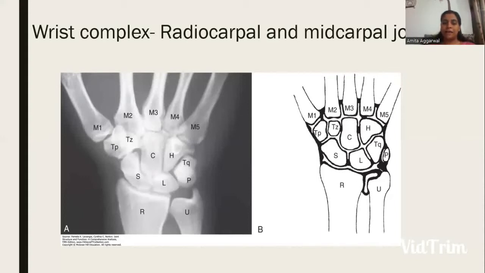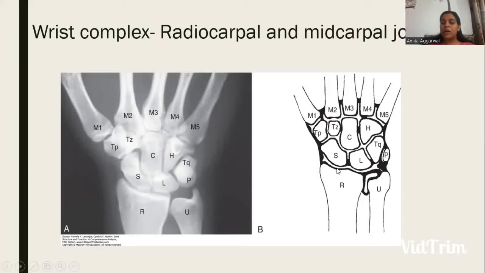The radiocarpal articulation: in the first diagram, we can see that the proximal articular surface is formed with the help of the radius, and along with the radius, there is a radioulnar disc, while the distal articular surface is formed by the scaphoid, lunate and triquetrum. This forms the radiocarpal joint.